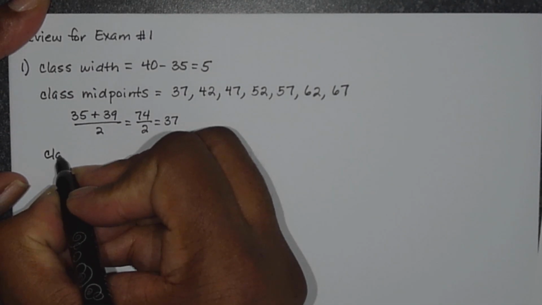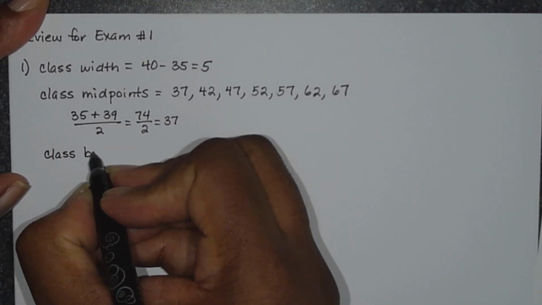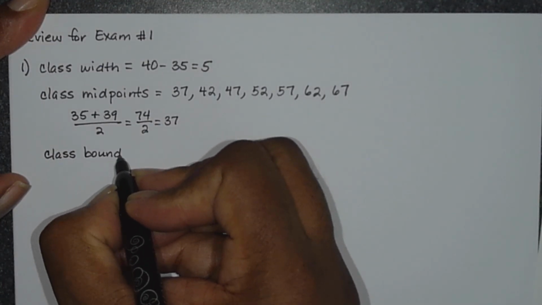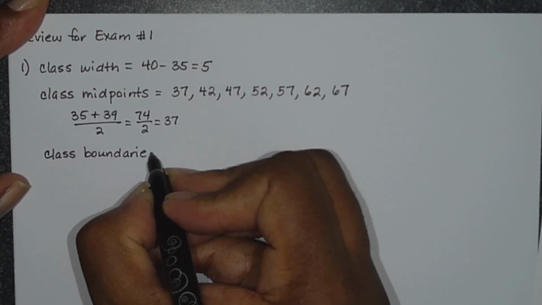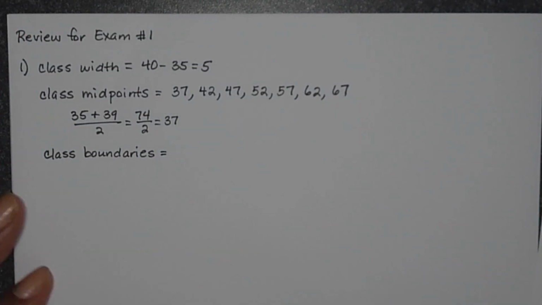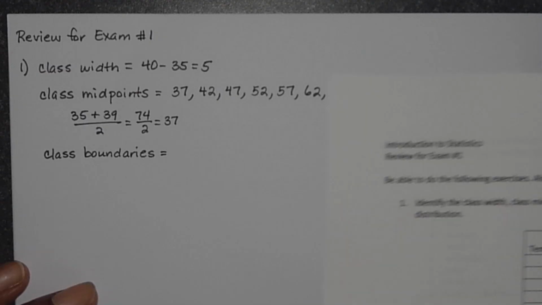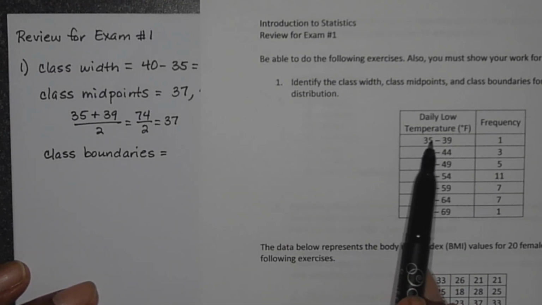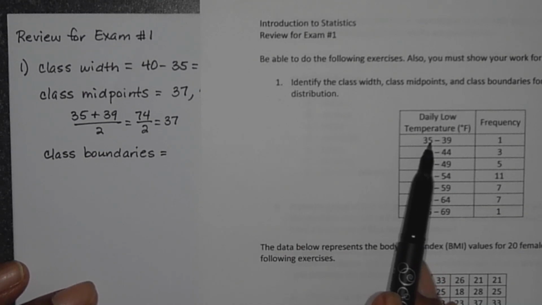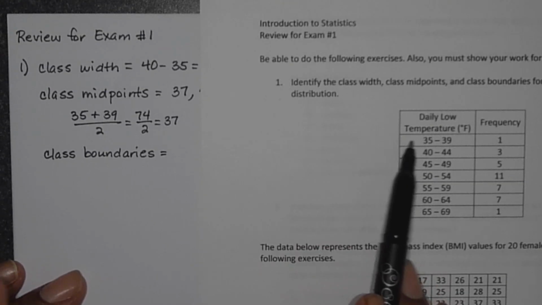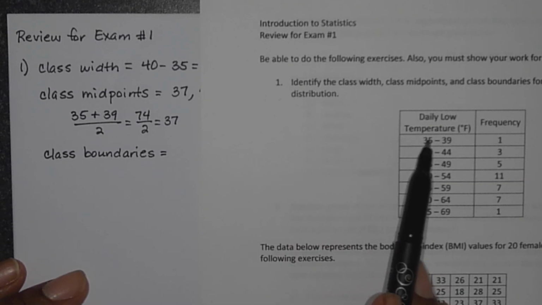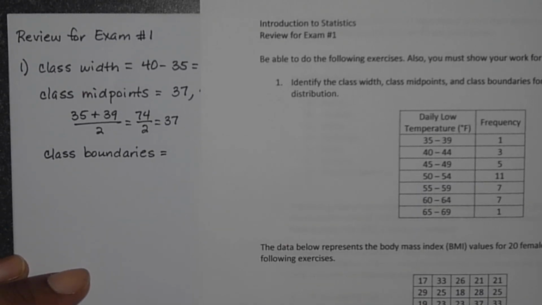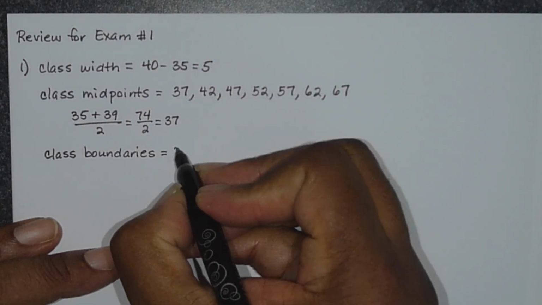Now for the class boundaries. So to find the class boundaries, the way we're going to do that, we have to take that lower class limit for the first class, which was 35, and subtract 0.5 from it. So 35 minus 0.5 would give us 34.5.